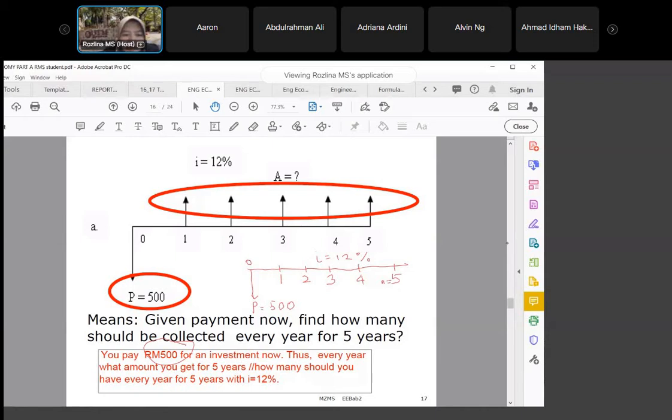Its A. Okay. How much should you have every year? So every year, what you should have? Okay, this one you have to put the arrow for every year until n is 5. So that is the way how to draw.